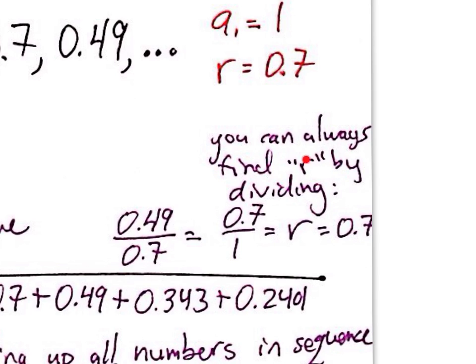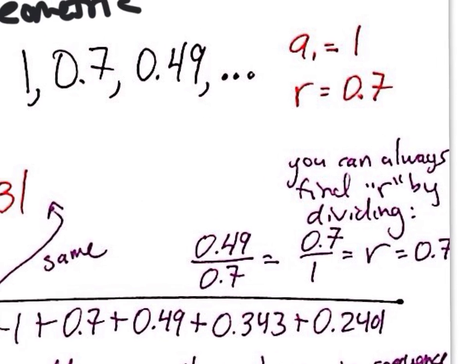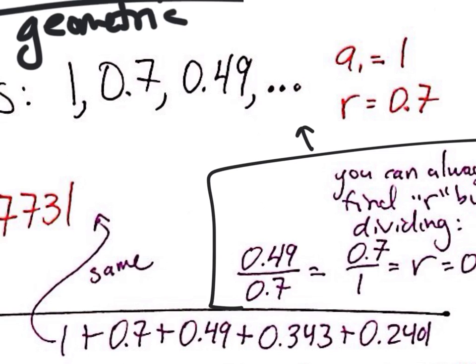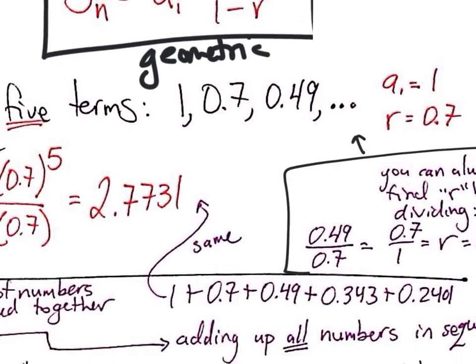You can always find r, the common ratio, by dividing. So you can take this divided by this, see what it is. You can take this divided by this, see what it is. And the numbers over here, you can take this divided by this and see what it is. So when we divide, we're going to get 0.7. When we divide, we're going to get 0.7. So it's the same thing, meaning this is the common ratio. So this is just a little trick that we can always use to figure out, is it geometric? And if we divide every time and get the same thing, then yes, it's geometric.